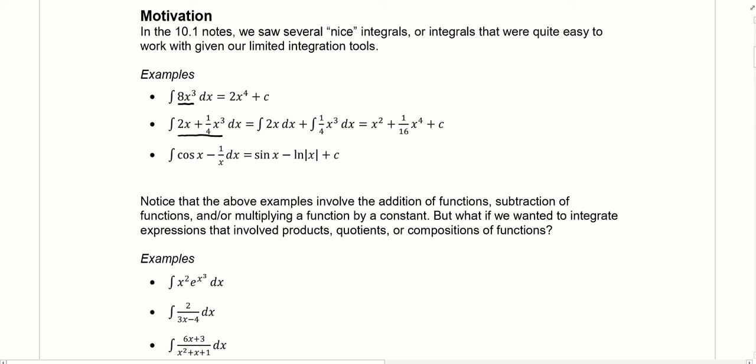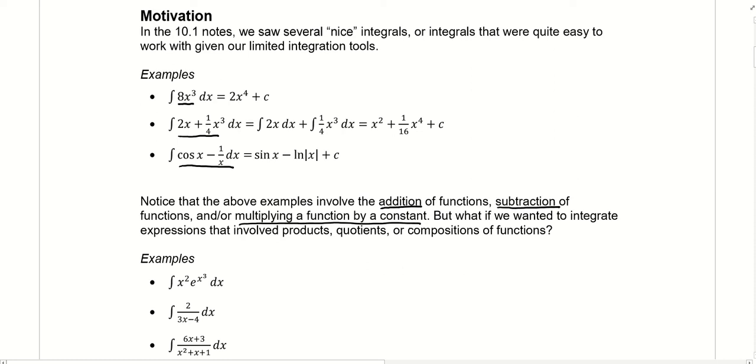Something like a sum of functions of x, such as 2x plus 1/4 x cubed, we could break up by the sum if we wanted to, and then add the two resulting integrals. Or a difference of functions of x, like cosine of x minus 1/x. We could have broken this up by the difference, but here I have us finding the integral all in one step. So what we've seen so far are functions that involve addition, subtraction, or just multiplying a function of x by a constant.